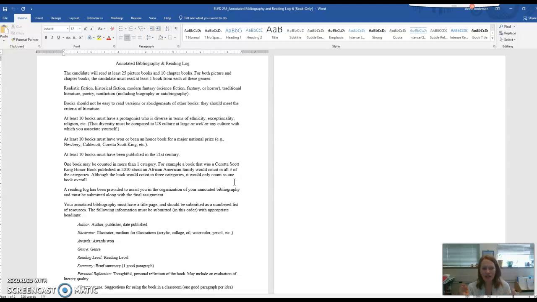So if you've already got a couple of books with these things already done, then for the next books you don't have to make sure each one fits every single category. I hope that makes sense. So in total, we need 35 books: 25 picture books and 10 chapter books, and use the ones we've had in class.